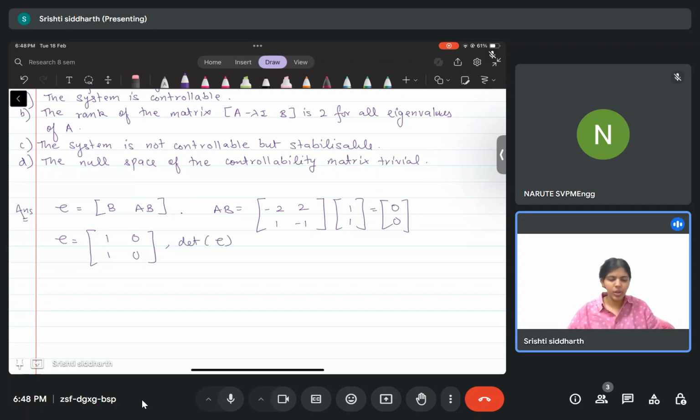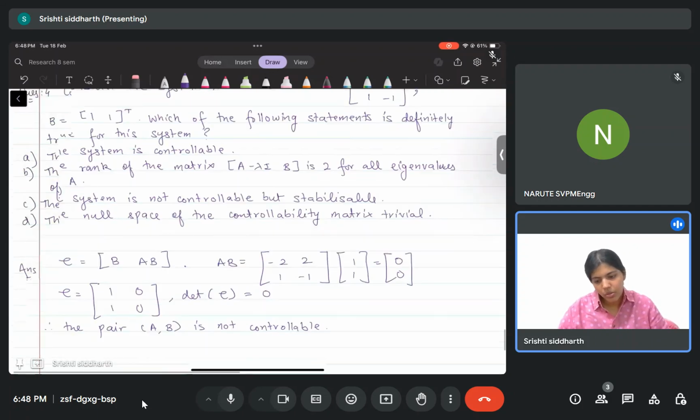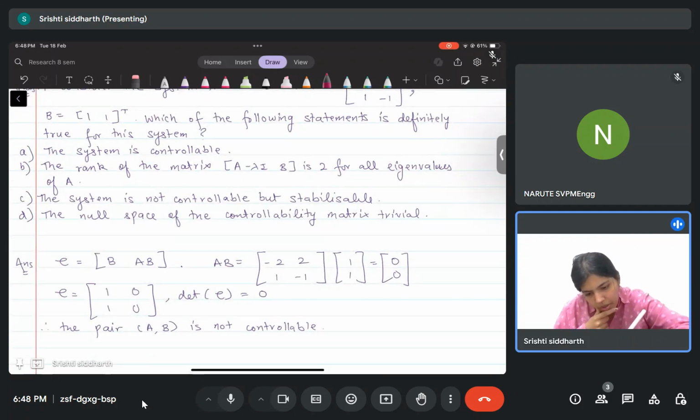You can see that there is only one linearly independent row or column, and also this is 0. Therefore, the pair A, B is not controllable. So we can eliminate this statement, and since the pair A, B is not controllable, therefore the rank of the matrix is not going to be 2, right, for all eigenvalues of A. So we don't have to actually find out the eigenvalues not yet, but maybe we may have to calculate those for stabilizability.